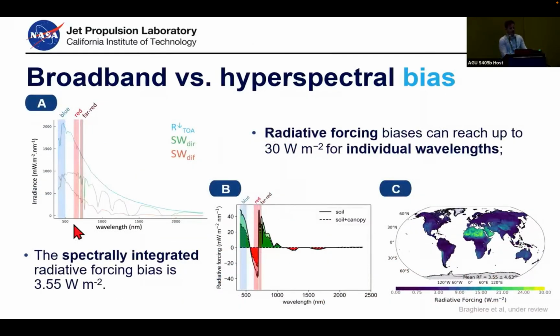What does that mean for radiative forcing? Well, radiative forcing is then this delta albedo, this bias, multiplied by the actual irradiance reaching the surface hyperspectrally. What we get is that for individual wavelengths, this radiative bias can be up to 30 watts per meter square, which is a lot. When we integrate it spectrally, we get a bias of 3.55 watts per meter square. So what would be the impact of this 3 watts of extra energy in the whole climate system?